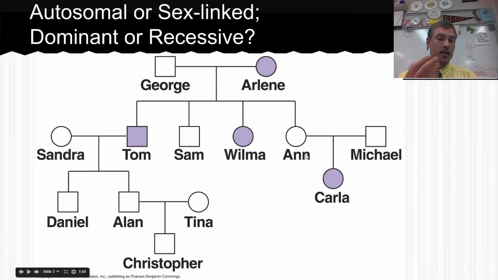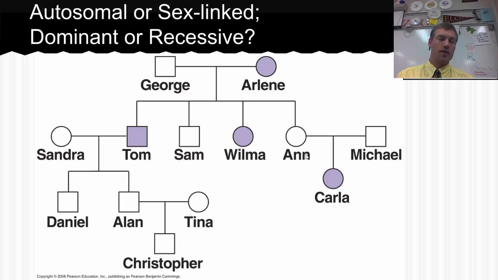So if we take a look at this one, there are two questions that we need to figure out. Is it autosomal or sex-linked? Is it dominant or recessive? The way we can figure out if it is autosomal or sex-linked is we will see if there is a higher prevalence in males than females. Sex-linked traits are generally going to be on the X chromosome, so a higher percentage of males will have the trait.